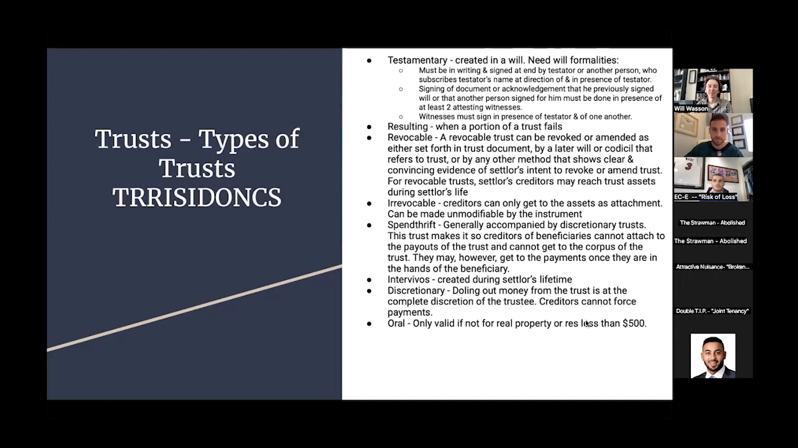I don't know why the rule on the last slide is incorrect. But yeah, oral trusts are only valid if not for real property or less than $500. So what that means is an oral trust. If I tell you I'm going to build a trust for $1,000, then that trust is valid because I have intent, I have a beneficiary, and as long as I say who the trustee is, that oral trust can be valid in the state of Florida. And like Andrew said, I think he said it briefly, that is very specific to Florida. A lot of other states don't allow that.